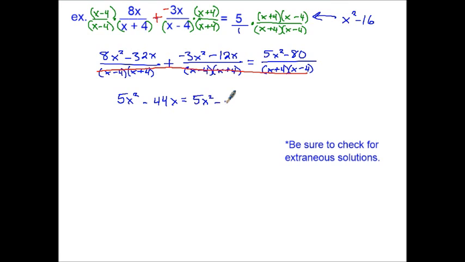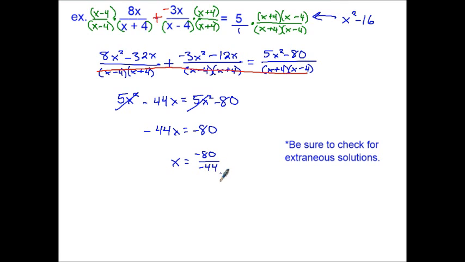So notice how this guy cleans himself up pretty quickly now. The 5x squareds can just cancel out, and I'm left with a negative 44x equals negative 80. Dividing through by my negative 44 is going to be x equals, and I'll do this in 2 steps for those of you who are fraction impaired. I've got negative 80 over negative 44.